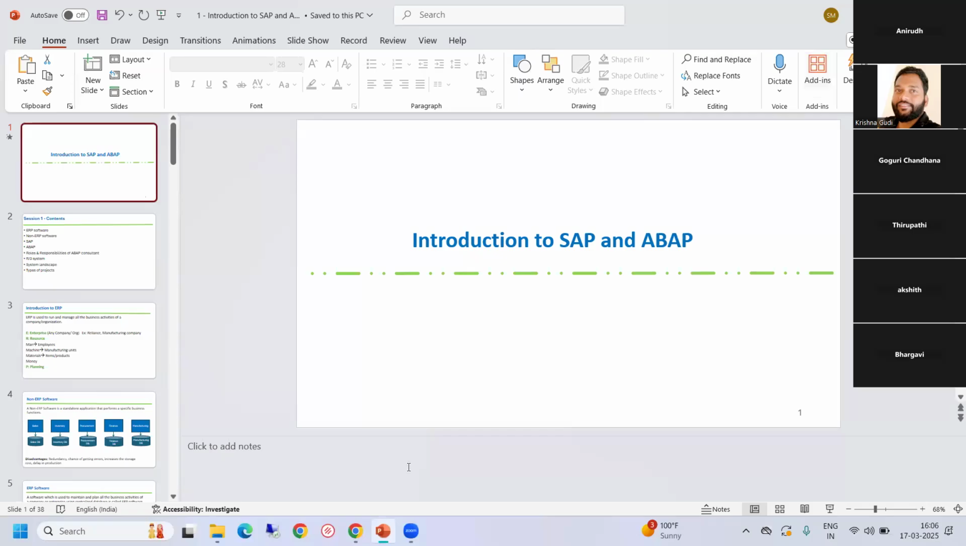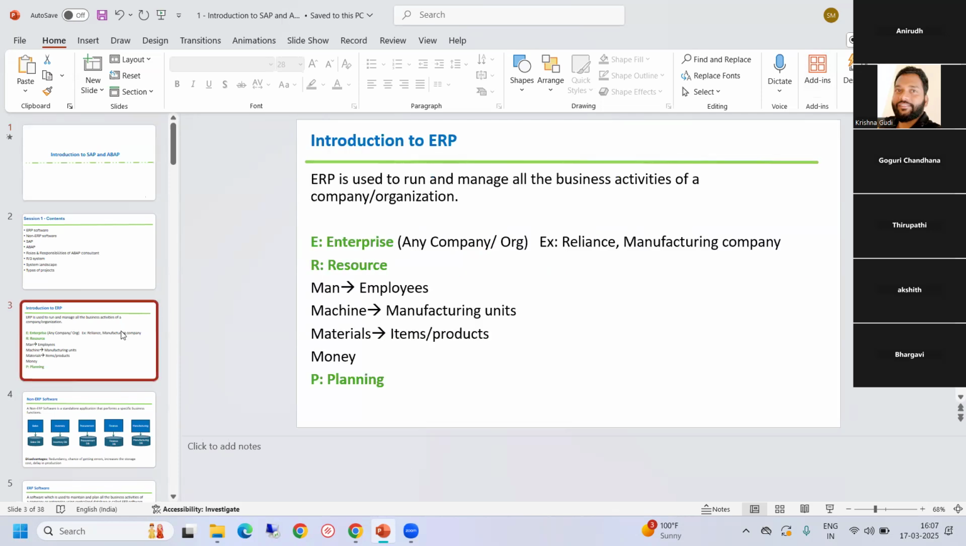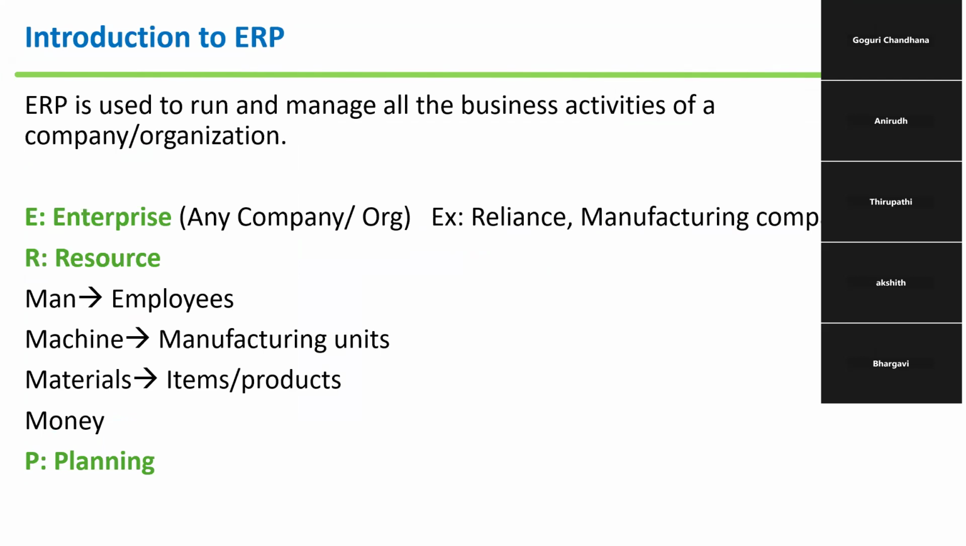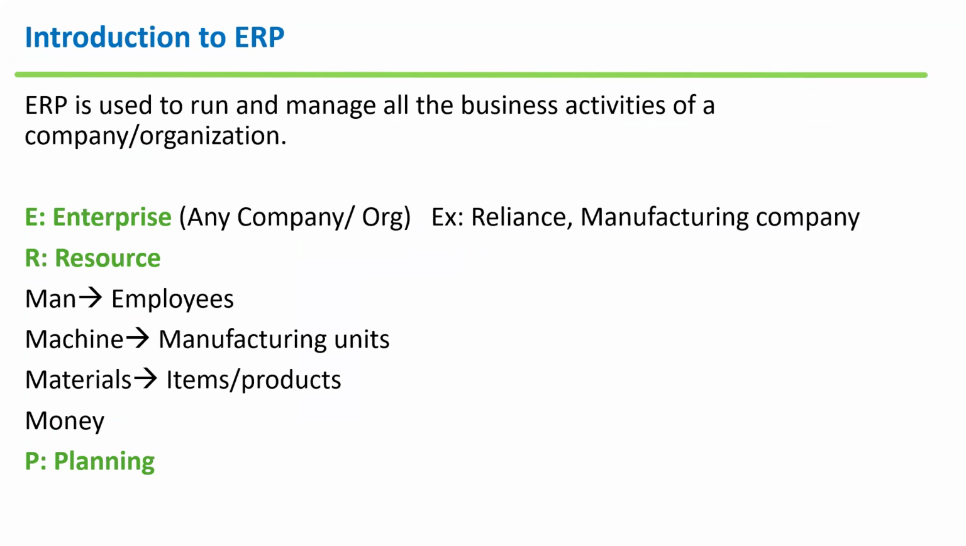Yeah. So before we dive into SAP and ABAP, first I would like to explain why we are using SAP and what is the purpose of it. To do that, let's take a step back and talk about something called ERP. ERP stands for Enterprise Resource Planning. It is used to run and manage all the business activities of a company or organization. I'll explain in detail what business activities are in the coming slide. Before that, let me break down ERP to help you understand clearly.